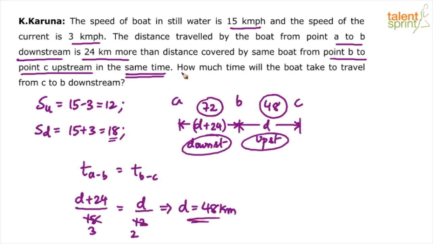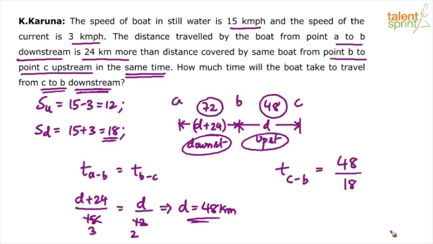Now look at the question. How much time will the boat take to travel from C to B downstream? Time taken by the boat to travel C to B, and this is the downstream case. What is the time? Time is equal to distance by speed. What is the distance from C to B? 48. And what is the speed? Since he's talking about downstream, we should consider the downstream speed. What is the downstream speed? 18. So 48 by 18.